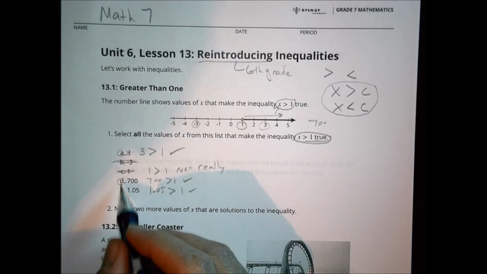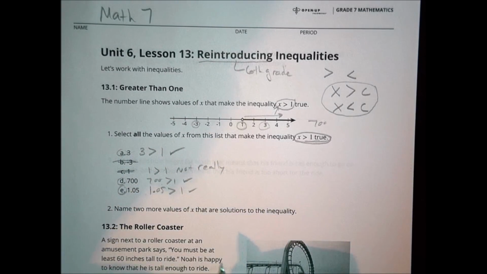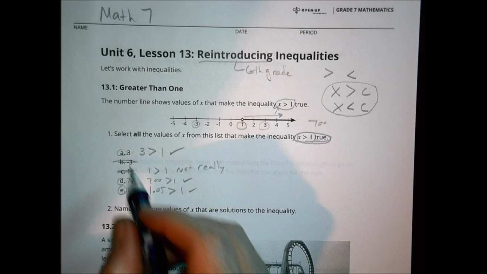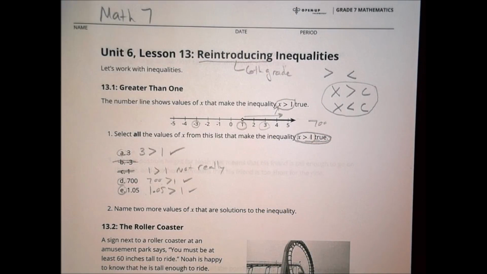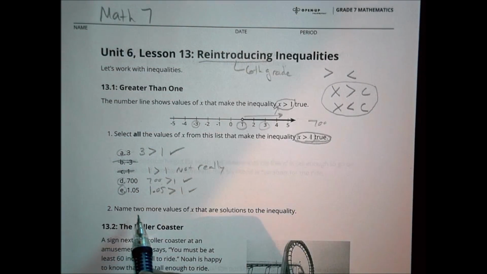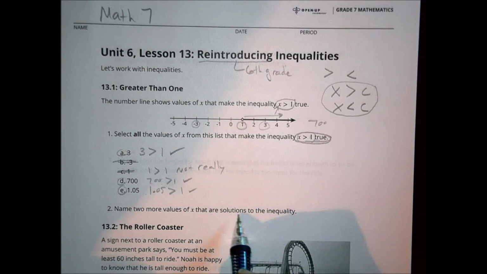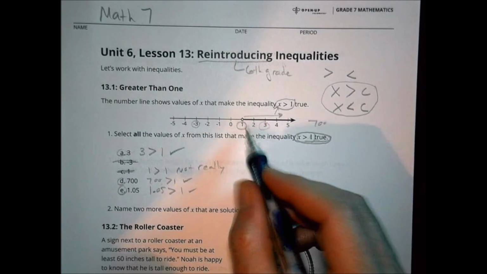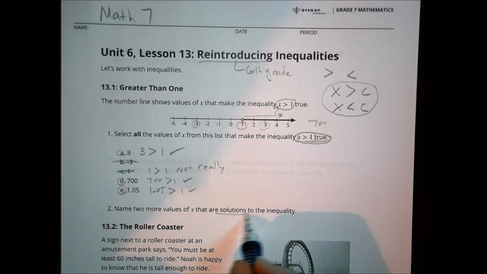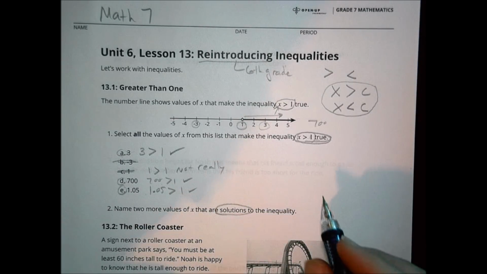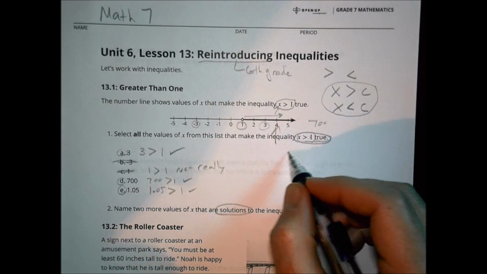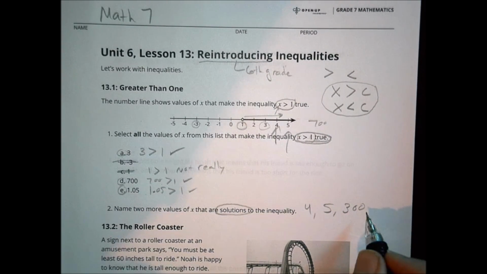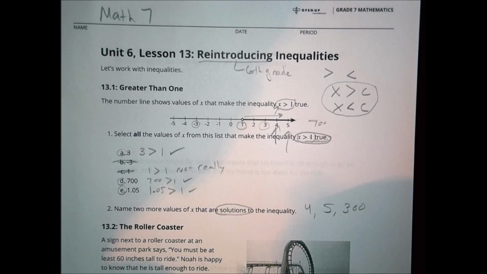So we would say A, D, and E are all true inequality statements in terms of x being greater than 1 and substituting those numbers in the place of x. Okay? And it says number 2 here, name 2 more values of x that are solutions to the inequality. And in this case here, any number greater than 1 is going to be a solution. That's what a solution means. So any number greater than 1. You could pick 4, you could say 5, so 4 would work, 5 would work, 300 would work. Anything greater than 1 is going to work there.